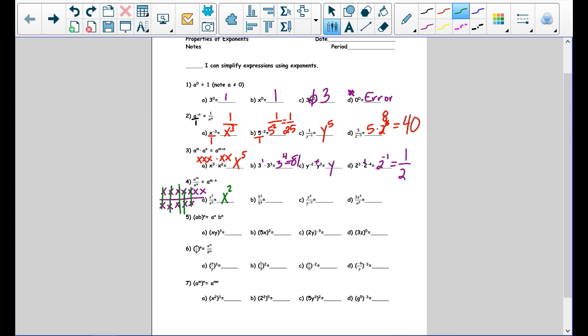So same base, so base is 5. 2 minus 4 gives me negative 2. Again, no negative exponents, so we're going to move it to the bottom. So 1 over 5 squared is what? What's 5 times 5? So 1 over 5 squared, which is 1 over 25.